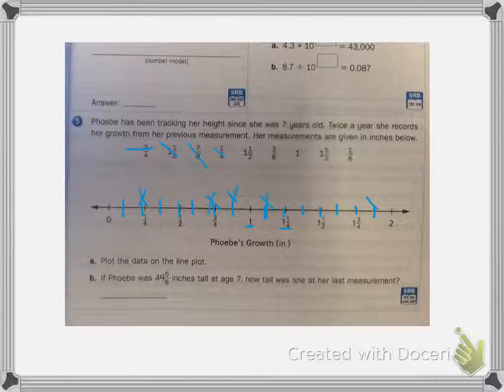1/4, 1 1/2, 3/8, 1, another 1 1/2, and 1/8. So then, if Phoebe was 49 and 5/8 inches tall at age 7, how tall was she at her last measurement?